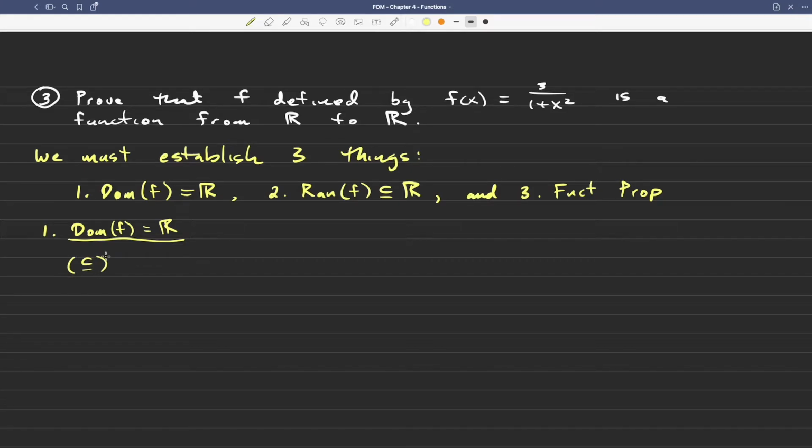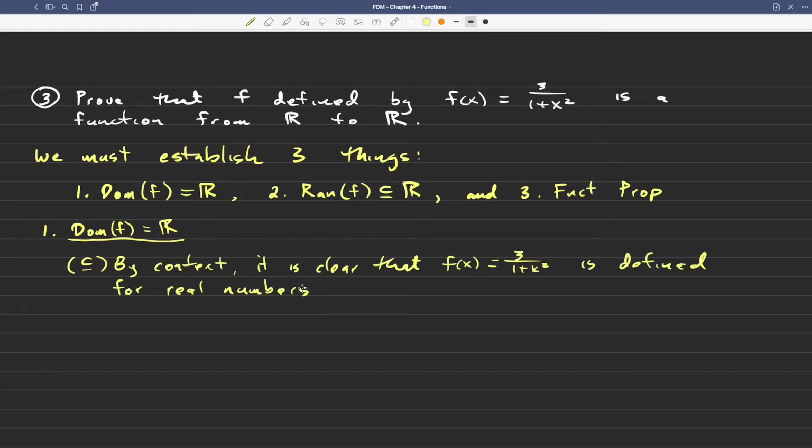Now, the containment that the domain of f is contained in R is basically a given, because from the context of the problem, it's clear that we're defining this function f of x equals 3 over 1 plus x squared for real numbers. So, in other words, x is a real number here. And consequently, the domain of f, that's all the x values, is a subset of the reals. The other direction is typically the more interesting direction.